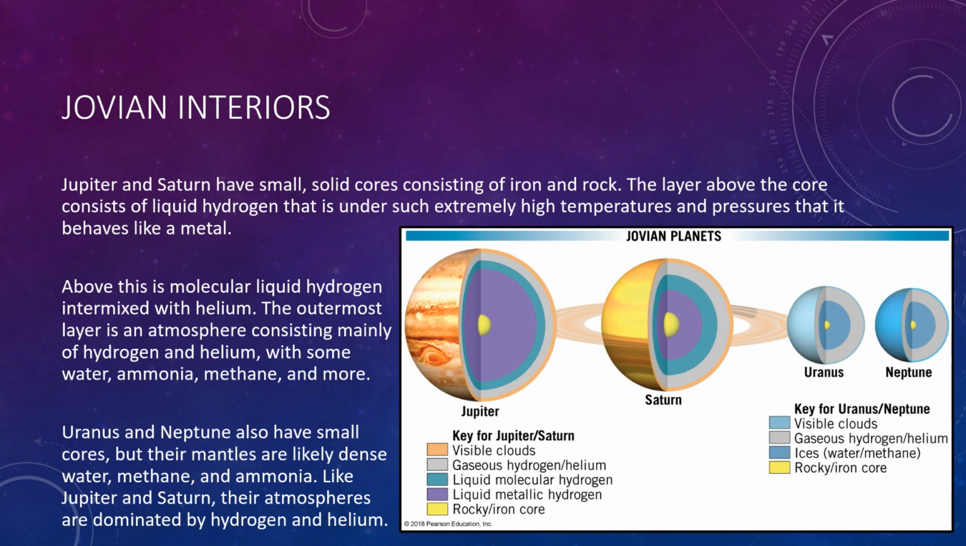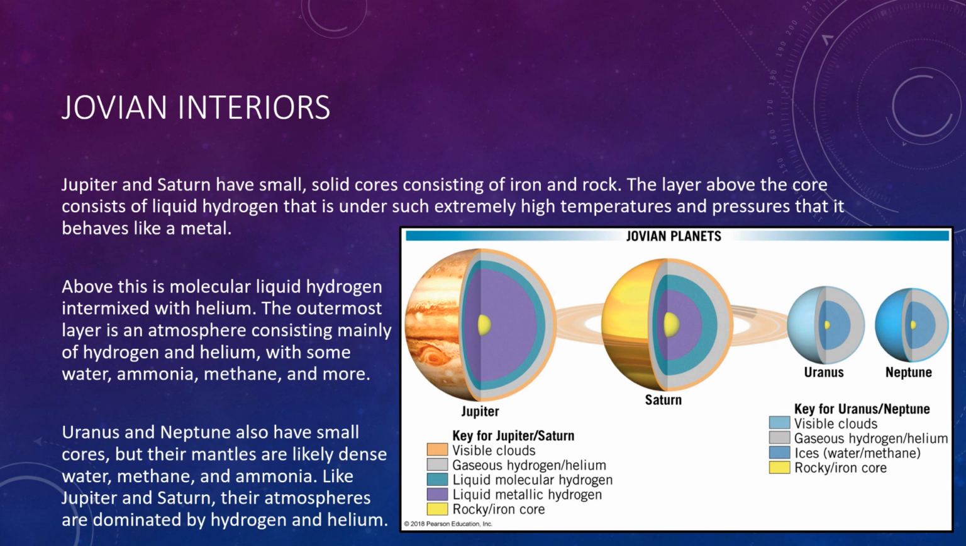Jupiter's intense magnetic field is thought to be the result of electric currents that flow within a spinning layer of liquid metallic hydrogen. Saturn's magnetic field is much weaker than Jupiter's, due to its smaller shell of liquid metallic hydrogen. Above this metallic layer, scientists believe both Jupiter and Saturn are composed of molecular liquid hydrogen intermixed with helium. The outermost layer is a gaseous atmosphere, consisting mainly of a hydrogen and helium mixture, along with small amounts of water, ammonia, methane, and other substances.